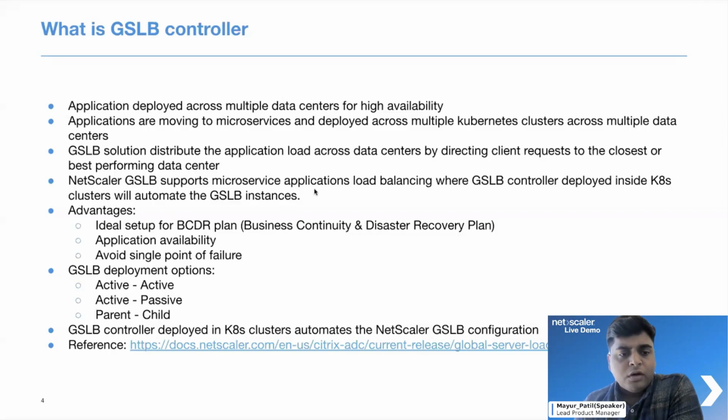Then, to provide information on the different GSLB deployments, typically we have seen customers deploying GSLB across different choices. One very common is active-active. For business continuity and disaster recovery, customers prefer active-passive. If you have a very significant workload distributed across multiple data centers, and in each data center there are multiple sites, then parent-child topology is also there. All these details are available in the reference link, which is here.